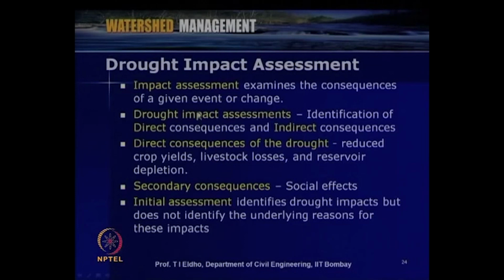So, these are some of the direct consequences, and then secondary or indirect consequences are the corresponding social effects. So, the people will be affected, the society will be affected. Then the initial assessment identifies the drought impacts, but does not identify the underlying reasons for these impacts. So, we can have an initial assessment as far as the drought situation is concerned, and then we can go for a final assessment based upon the initial assessment by critically studying various aspects, so that the drought impact can be properly assessed.